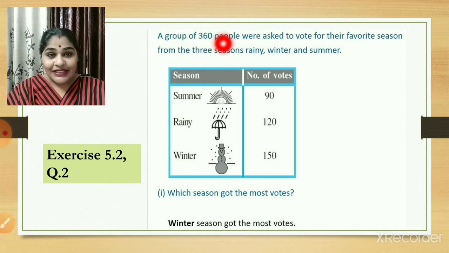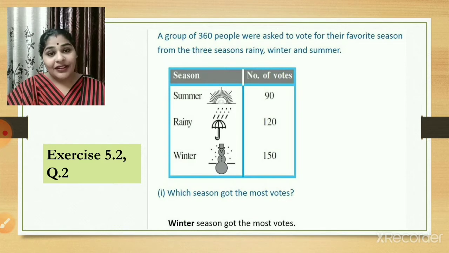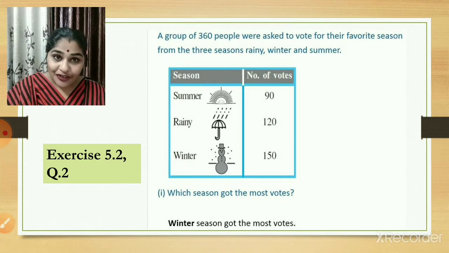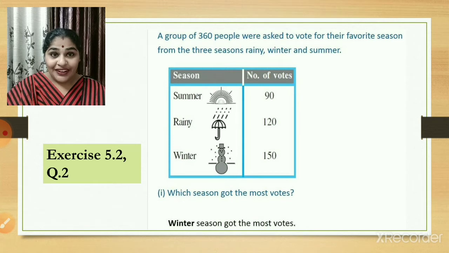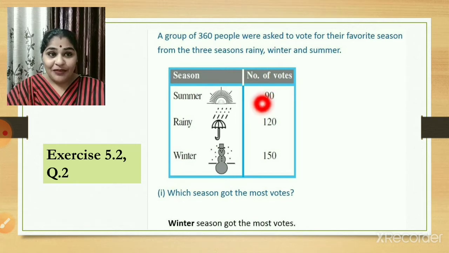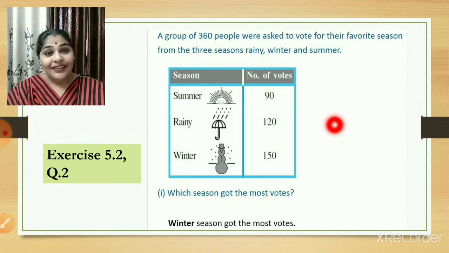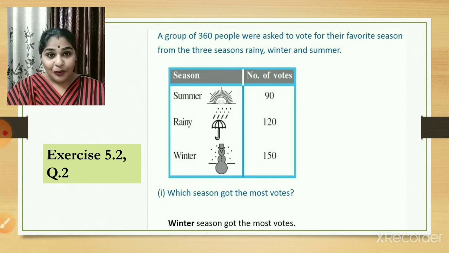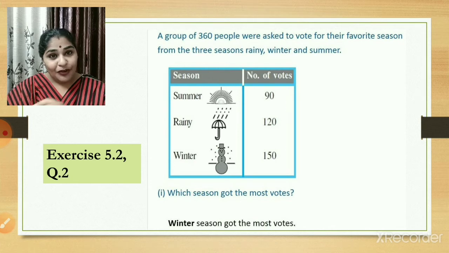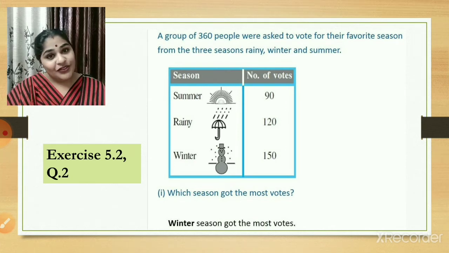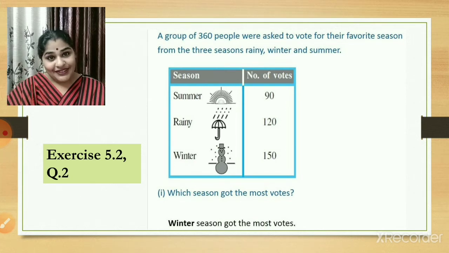Total is given. If total is not given, still you have to find the total, since we need to find the fraction. So the fraction for summer will be 90 upon 360, right? The number of votes upon total votes. How in percentage did we used to find? The number of percent upon total percent, that obviously will be 100%, right?